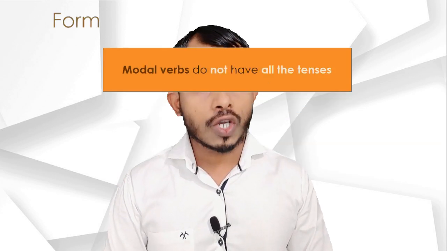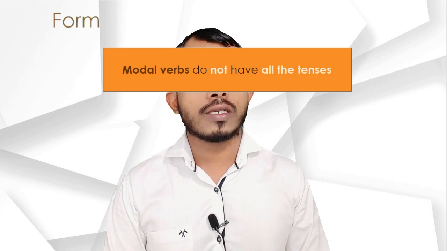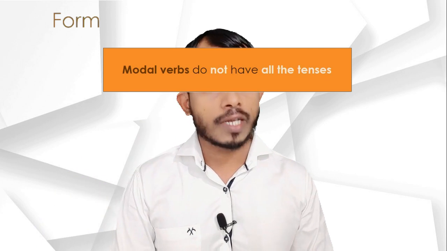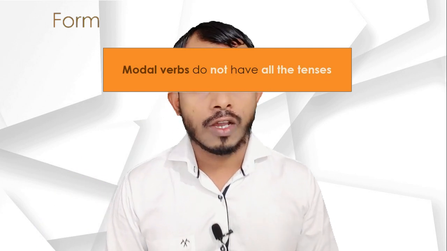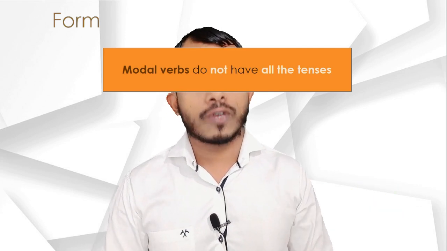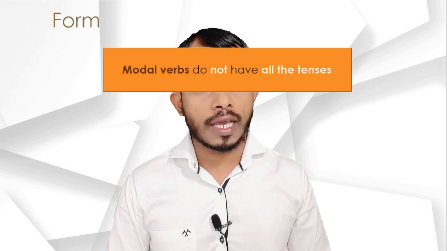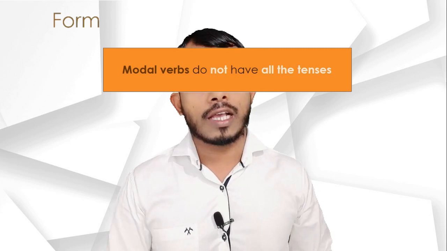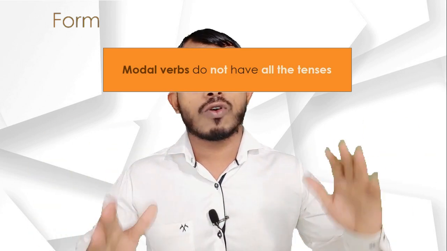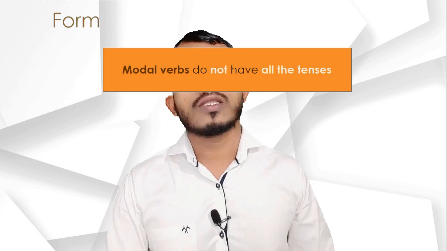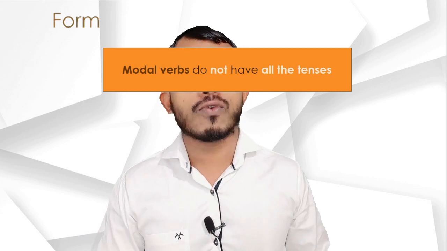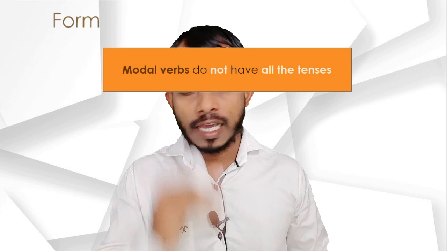Modal verbs do not have all the tenses. But did you understand? All the verbs will have all the tenses. If it is play, jump, come, eat, all those verbs have different forms. All the tenses are there. For example, play is playing, was playing, have played, had played, has been playing, had been playing, will be playing, will have played, will have been playing. All the different tense forms are there for the main verb. But modals don't have all the tenses.